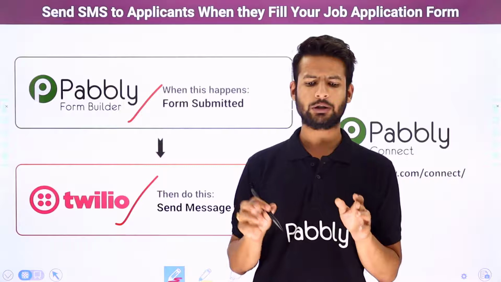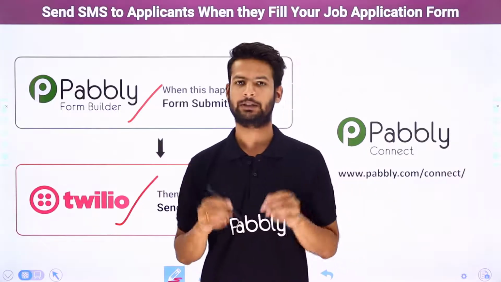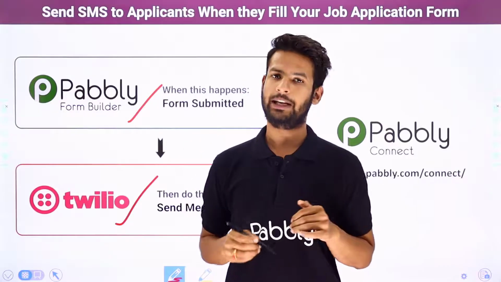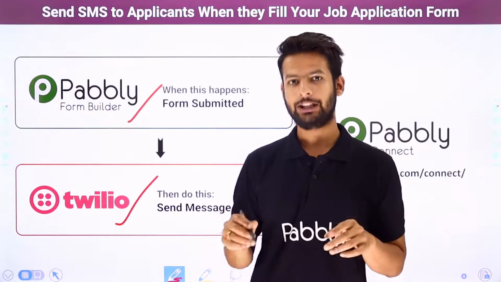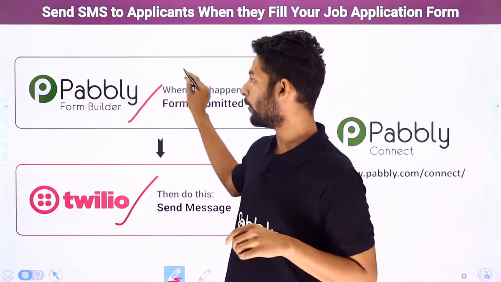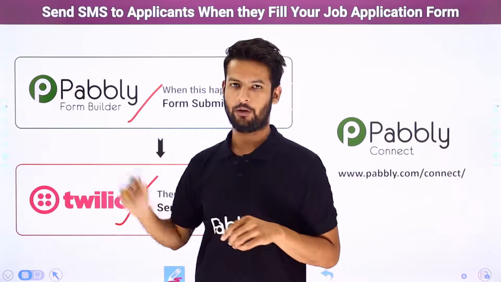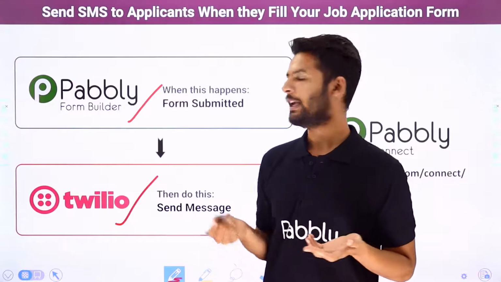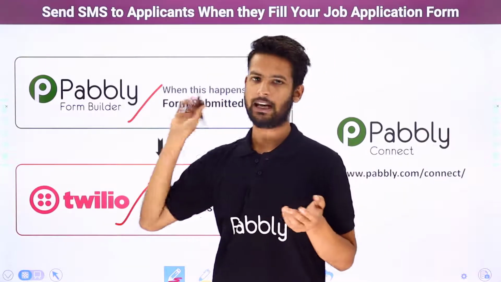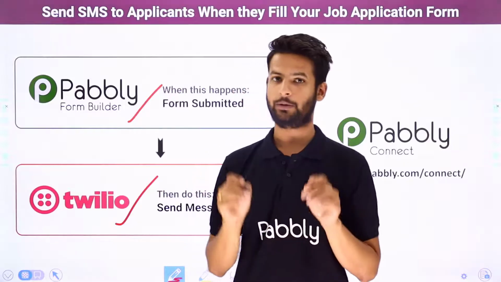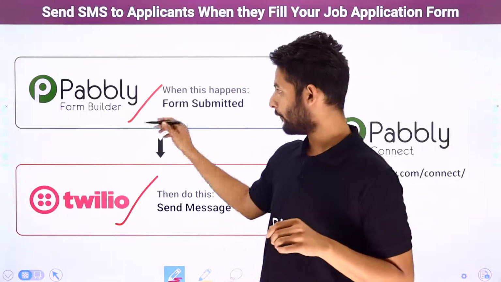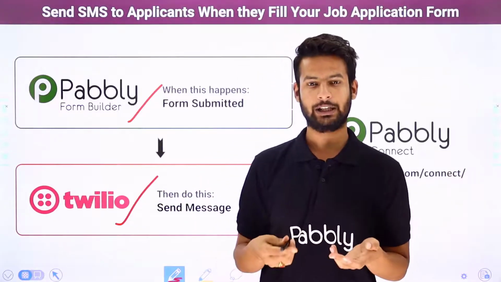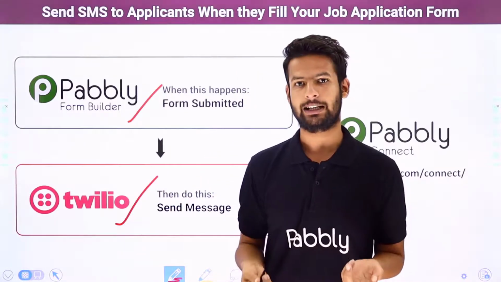Now suppose you are the owner of a successful startup. As your business grows, your employee base needs to grow as well. So for that you have created an online job applicant form on Pabbly Form Builder, so that the applicants who want to apply for the job can just fill the form and apply. But here's the twist. You want that after the form submission, a text or an SMS should be sent to the candidate or applicant automatically.